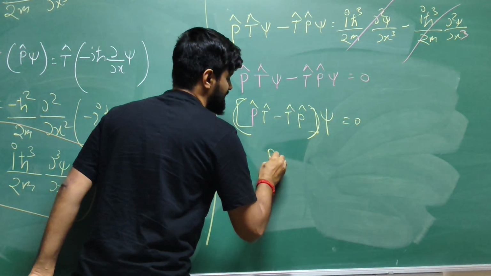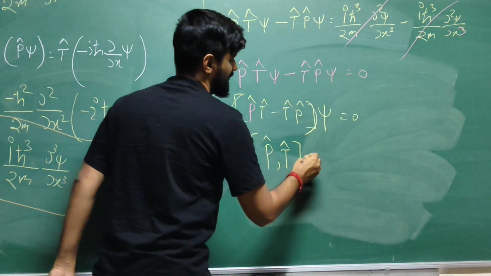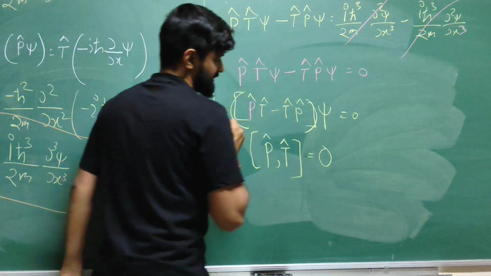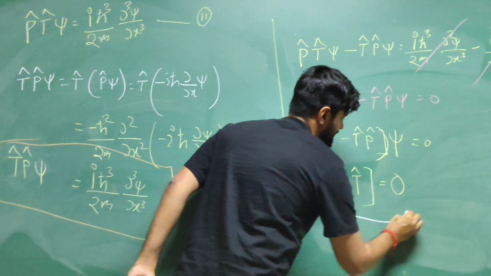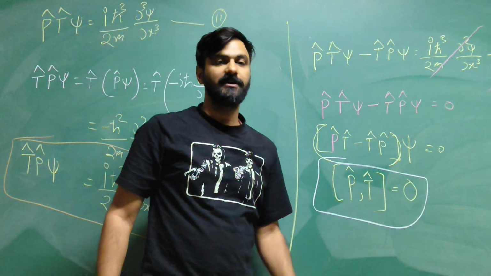So finally you can see the linear momentum operator and the kinetic energy operator commutation is 0. So this particular result clearly tells you that the kinetic energy and the linear momentum operators are commutating with each other.